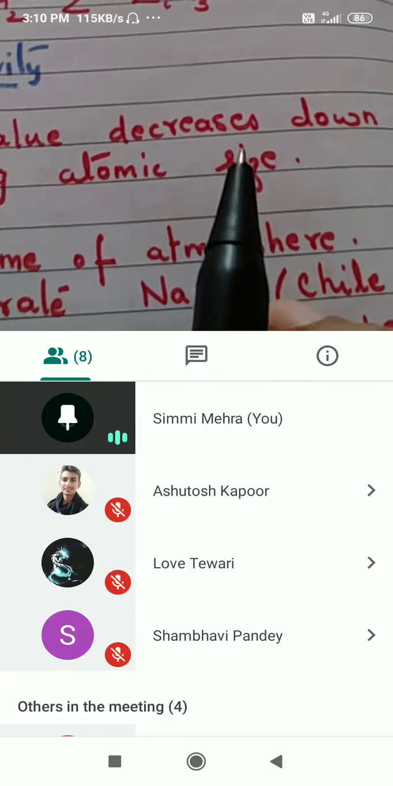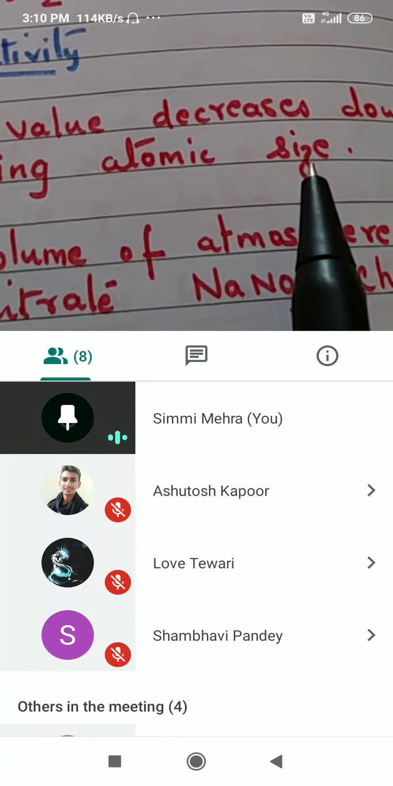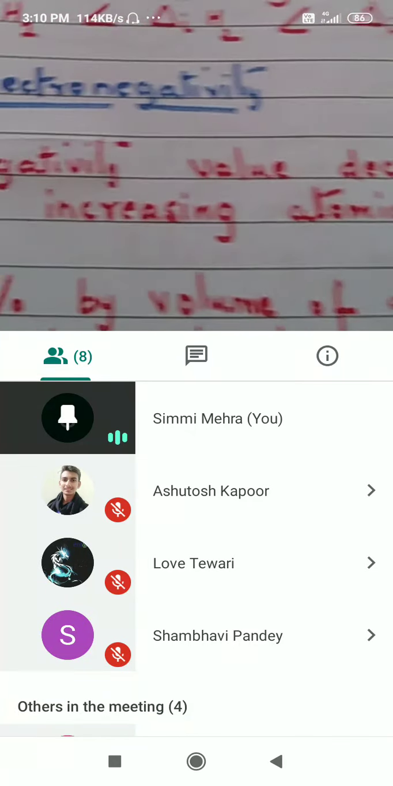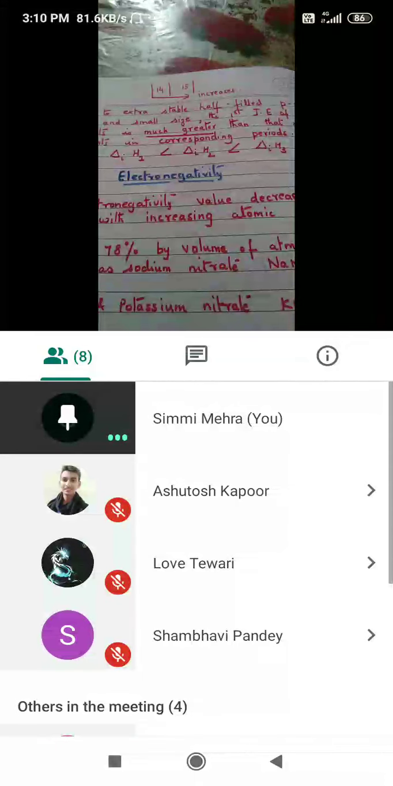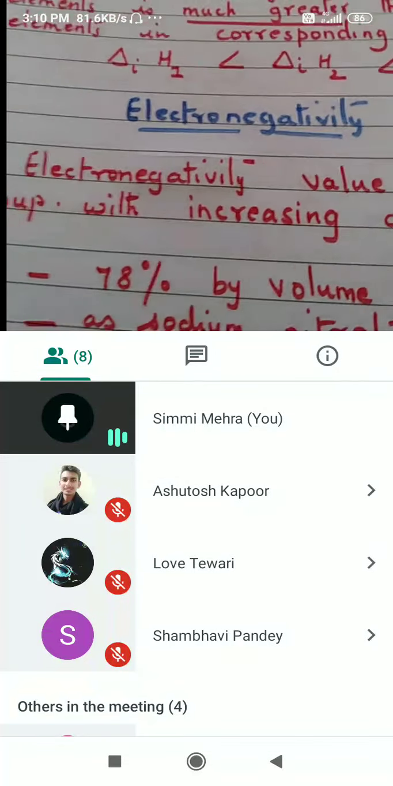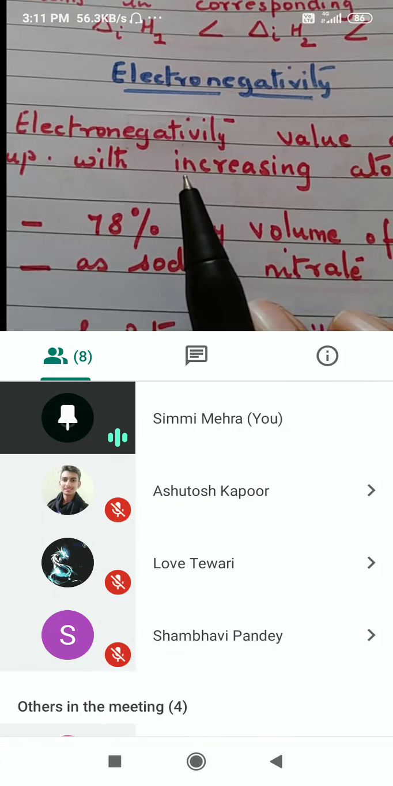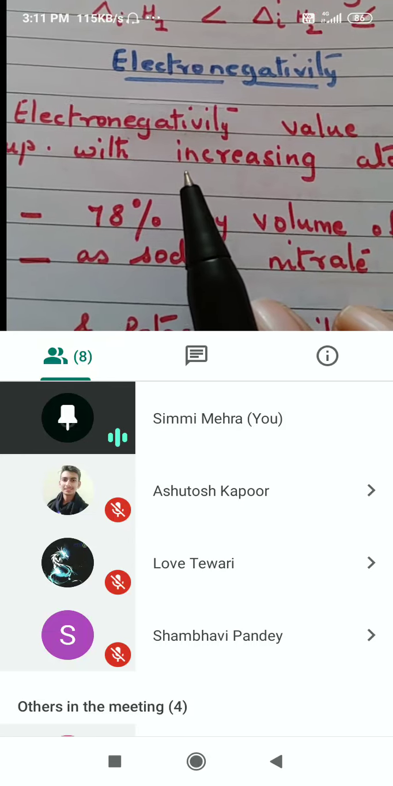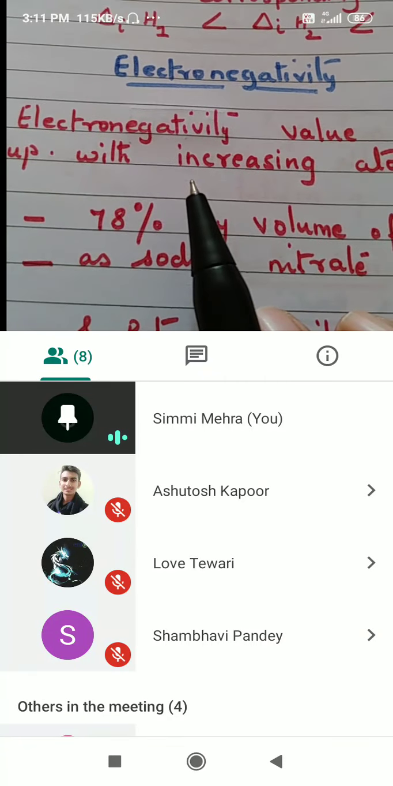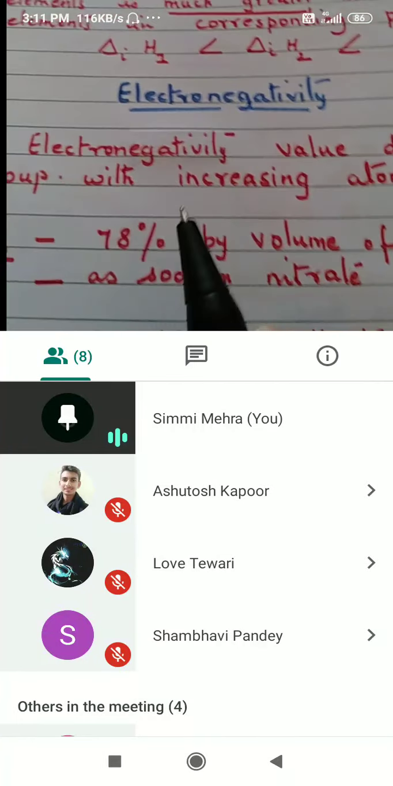Electronegativity value decreases down the group with increasing atomic size. Okay, there is a reason for it. Electronegativity is the tendency to attract shared pair of electrons. See, nitrogen is the third most electronegative element, the first being fluorine followed by oxygen, and the third is nitrogen. So electronegativity value decreases down the group.